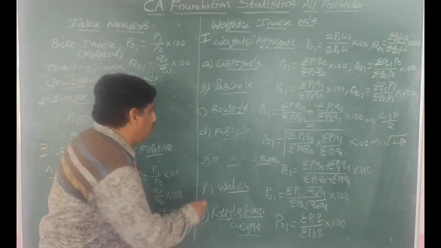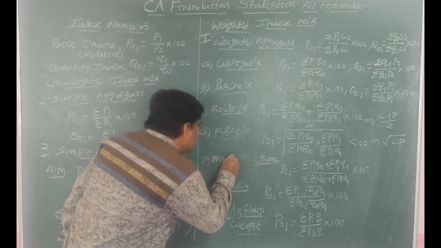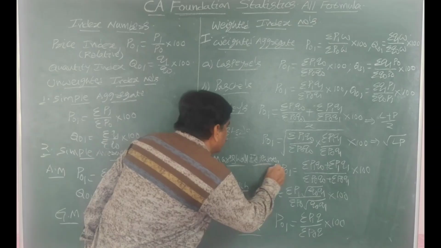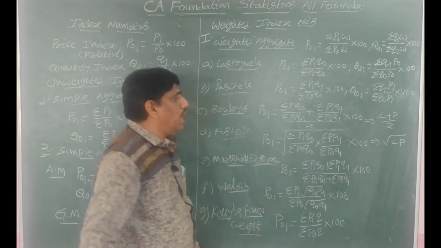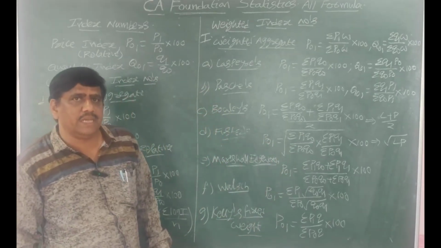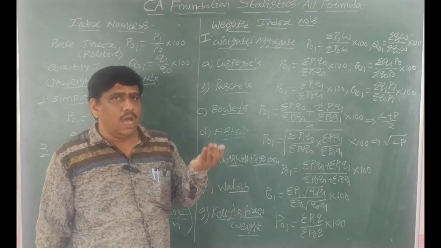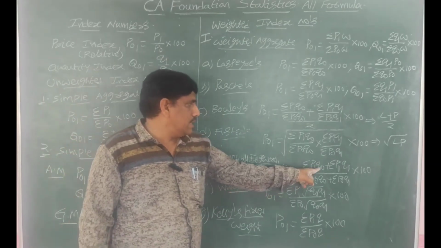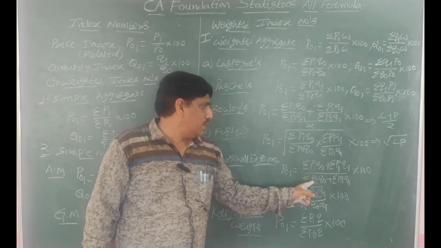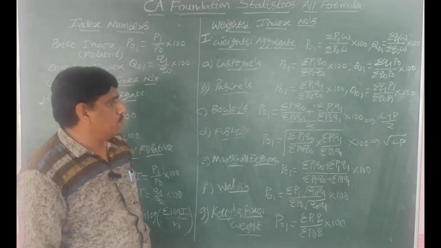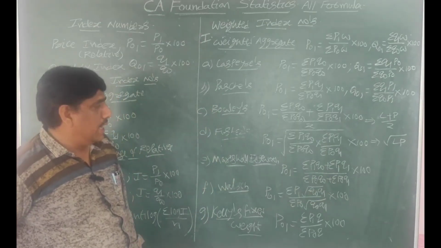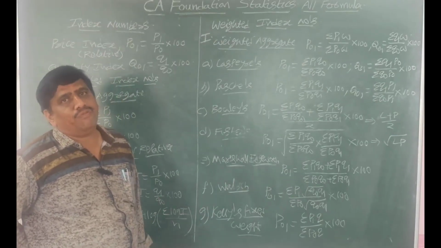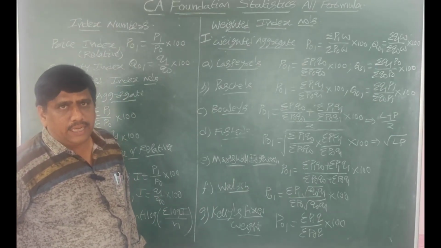Next, Marshall-Edgeworth formula. Coming to Marshall-Edgeworth, weights are nothing but Q0 plus Q1 by 2. That means the arithmetic mean of the base year and current year quantity is taken as weights. So P01 is summation P1 Q0 plus summation P1 Q1 by summation P0 Q0 plus summation P0 Q1 into 100. That is the Marshall-Edgeworth price index.